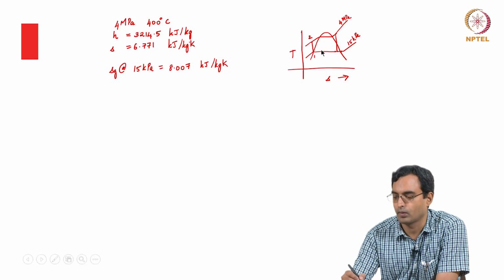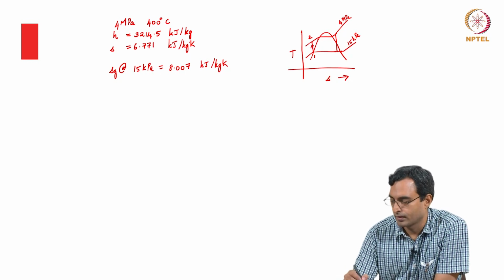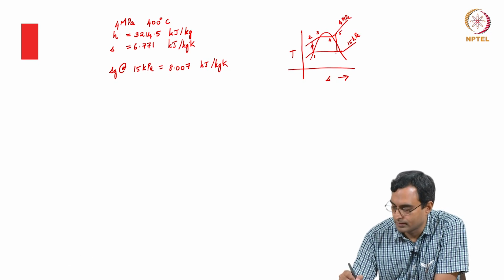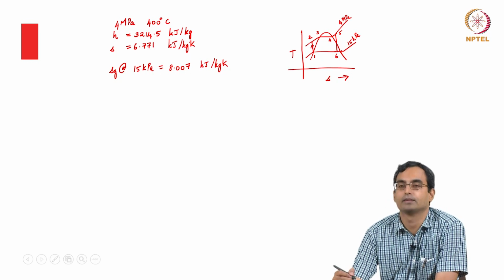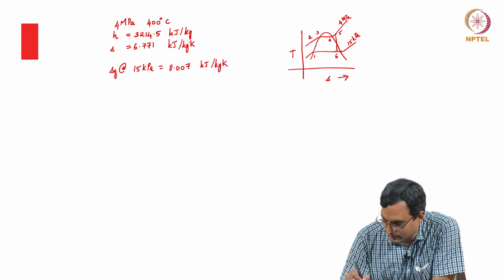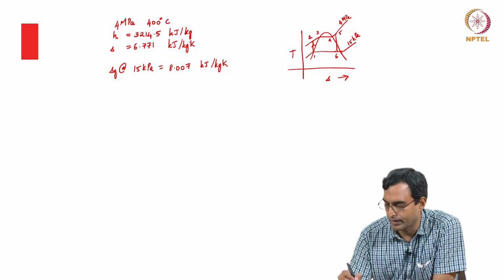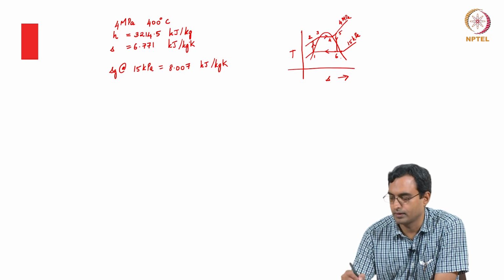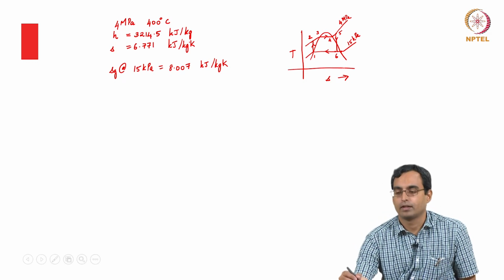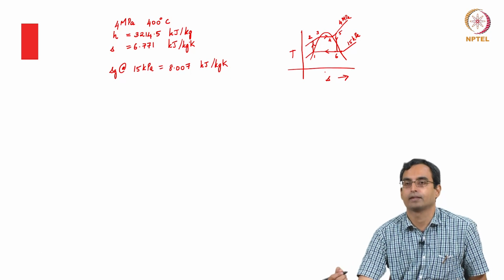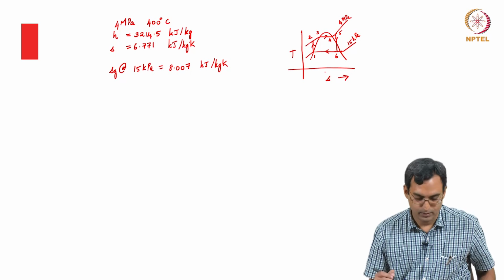So, 1 to 2 is isentropic, parallel to the T axis. From 2 to 3 to 4 to 5 is constant pressure. 5 to 6 would be the isentropic line, parallel again to the T axis. So, 1, 2 and 5, 6 are parallel lines. 6 to 1 is parallel to the s axis. So, this is what the ideal cycle would look like. For this ideal cycle I can find out various properties and find out what we need to find.